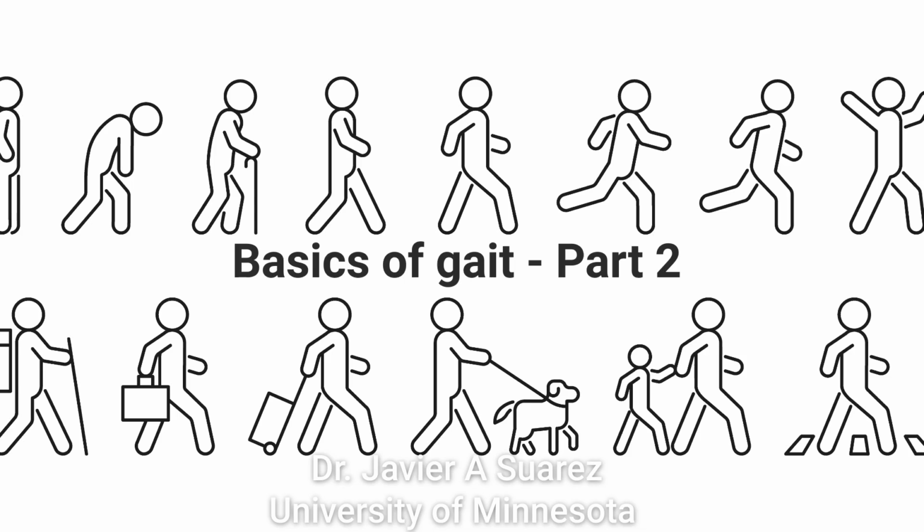Basics of Gait Part 2. In this video series, I will attempt both to simplify and expand on the neuroanatomical underpinnings of gait. This is in no way an exhaustive discussion and is instead designed to break down some of the more complex aspects of neuroanatomy and physiology into a more easily digestible format.